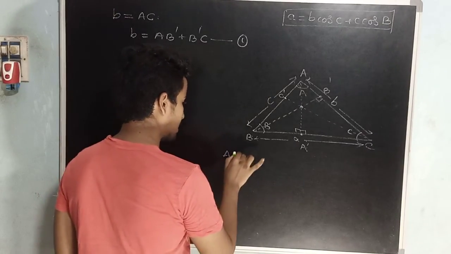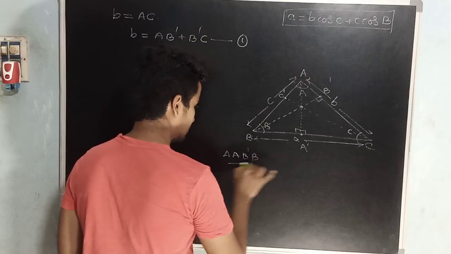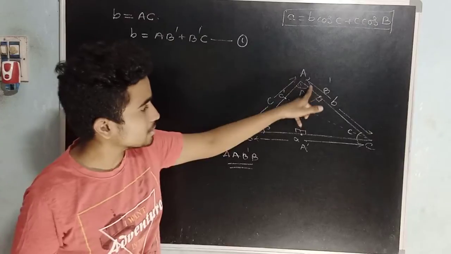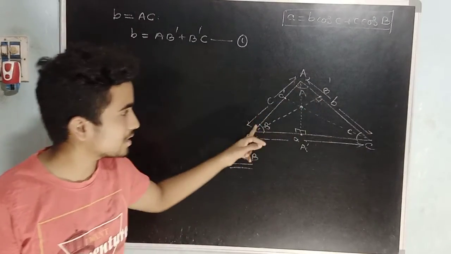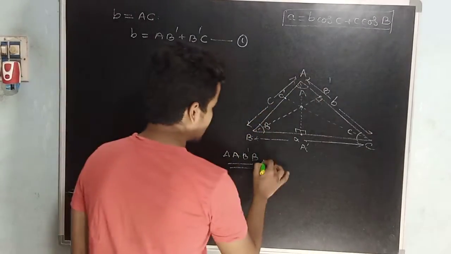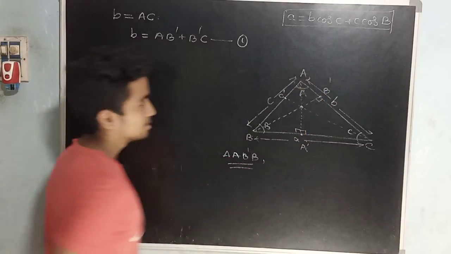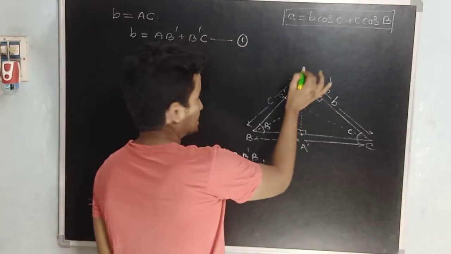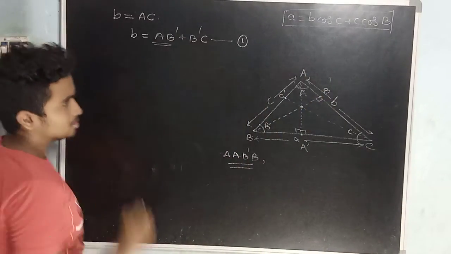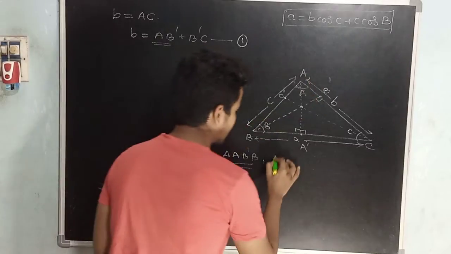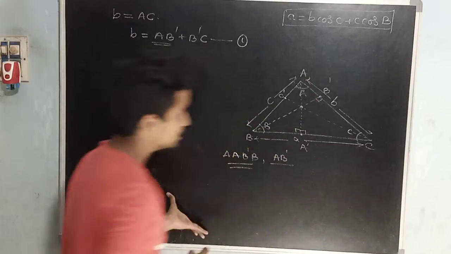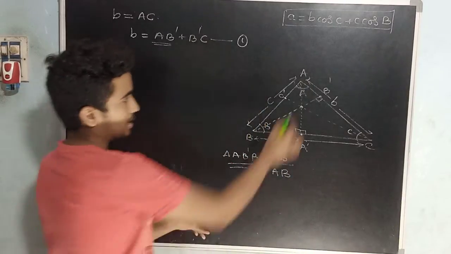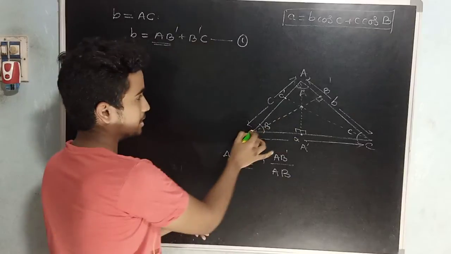Consider triangle AB'B, which has a right angle at B'. Okay, it's a right angle triangle. With respect to angle A, we have to find the value of B'A, that is AB' by AB.